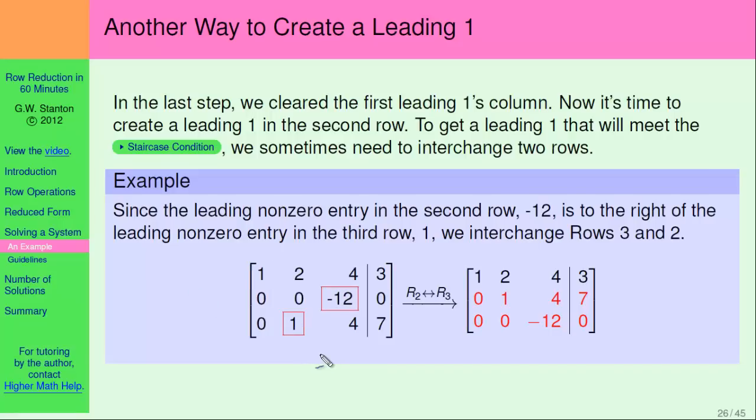In this case, we want to interchange row 2 and row 3. In other words, we take row 2, move it down to the third position, and take row 3 and move it up to the second position. And now we have a leading 1 in the second row like we wanted.